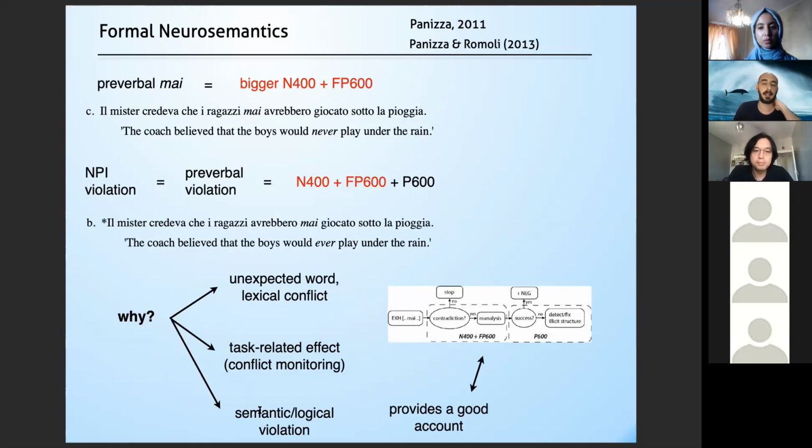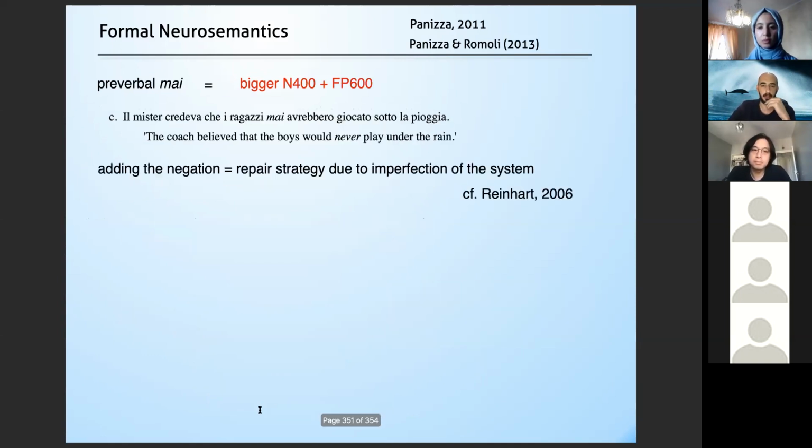Of course, it sounds very circular because it's very difficult to explain why you get an N400 sometimes and why you don't get it in other circumstances. And of course, it might depend on the task, it might depend on the specific analysis you run and a lot of things. So it's a problem, and that's why we call them unexplained N400, but still it's food for thought.